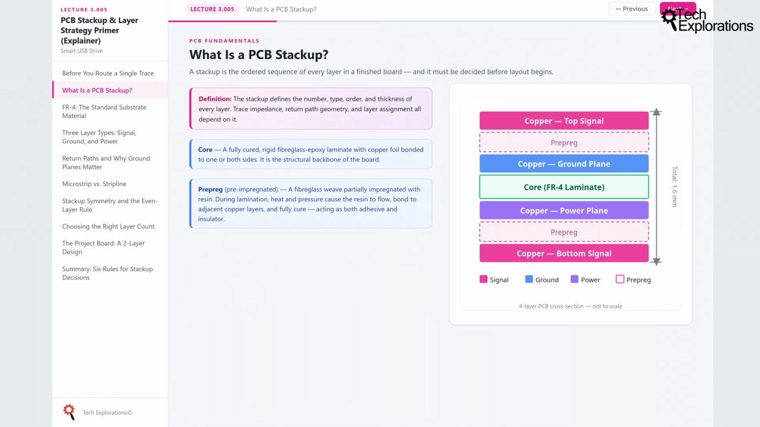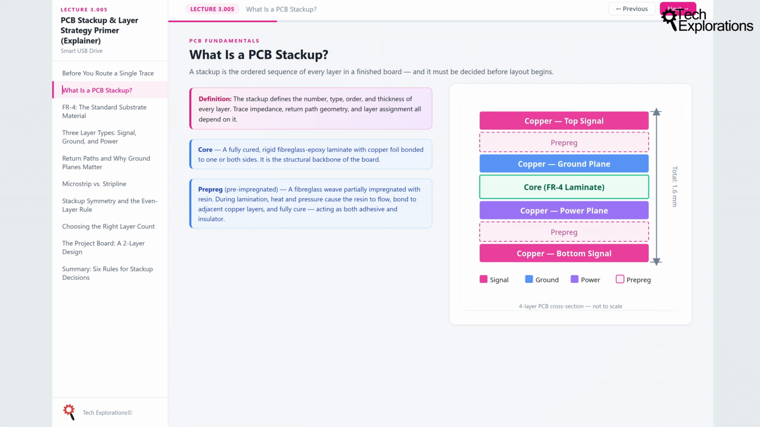A PCB stackup is the ordered sequence of all layers that make up a finished circuit board. The stackup defines the number, type, order, and thickness of every layer in the board. Think of it as a blueprint for the board's physical structure. It must be decided before layout begins because trace impedance, return path geometry, and layer assignment all depend on it.